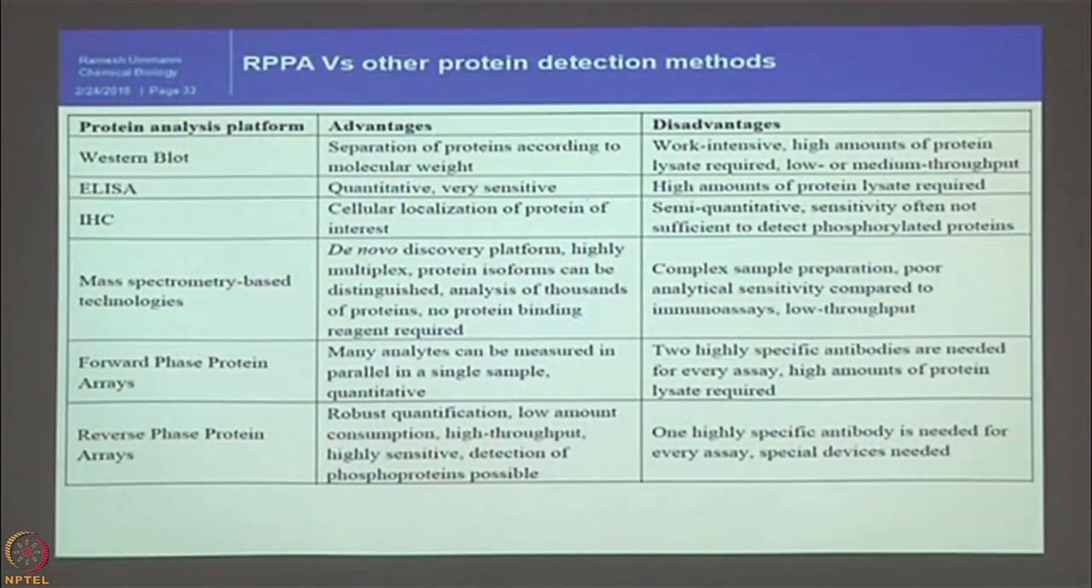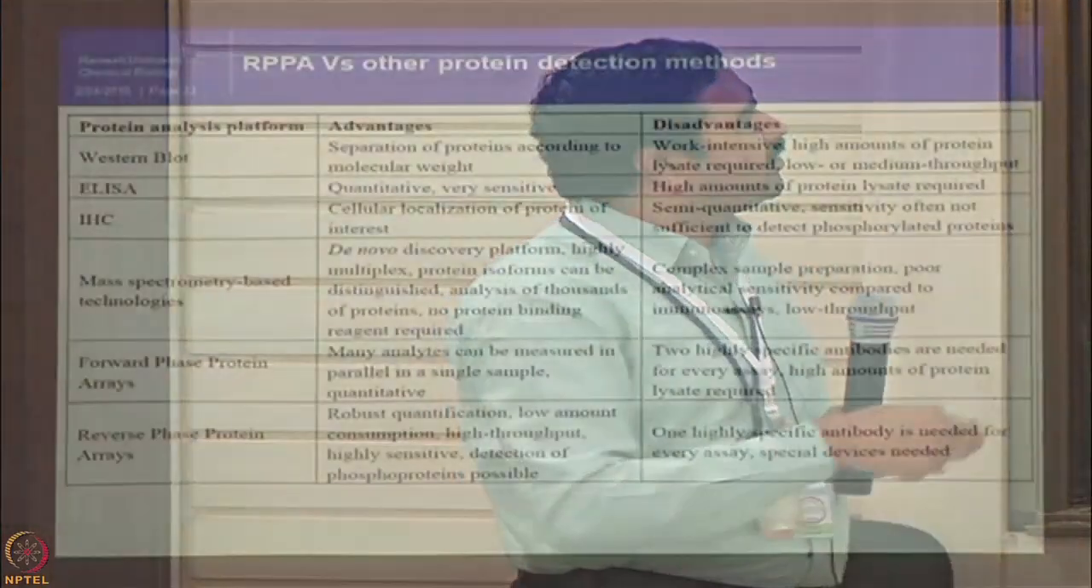And mass spectrometry based technologies, I am not saying that it is not good. In fact, it is a de novo discovery platform, highly multiplexed, protein isoforms can be distinguished, thousands of proteins can be analyzed, and no protein binding reagent is required. It is just direct injection of the sample. This is the main advantage. But the disadvantages are complex sample preparation, poor analytical sensitivity compared to immunoassays, and it is definitely lower throughput compared to the array platforms. I will not say that it is no throughput. Compared to array platforms, it is a little lower throughput.